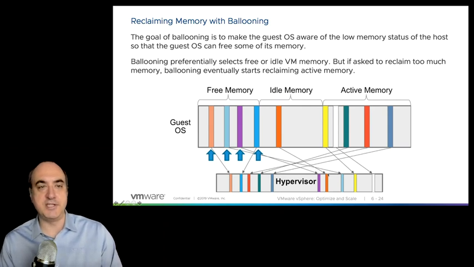Now, there is a threshold here of how much the balloon driver can actually balloon up to. It's 65% of your VM's configured memory. So the goal here, again, is to prevent the balloon driver from consuming active memory from that guest. The assumption is that the VM will typically need at least 35% of its memory.